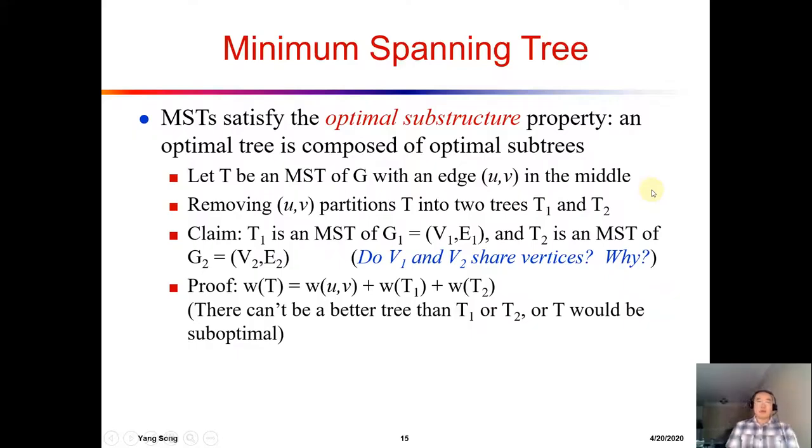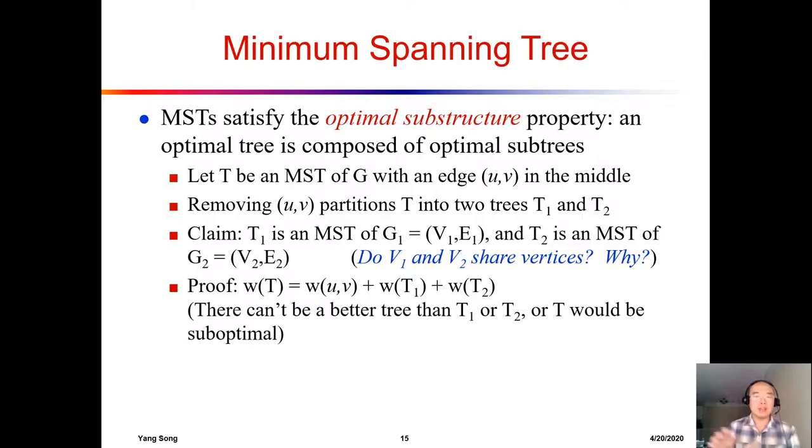And the next part, in the MST, we have an important feature we want to talk about. That is the optimal substructure. Okay, if we want to divide this MST into two parts, we just say there are two subtrees, tree 1 and tree 2.